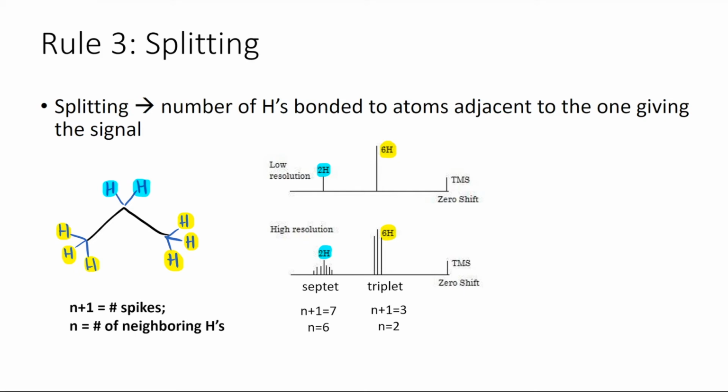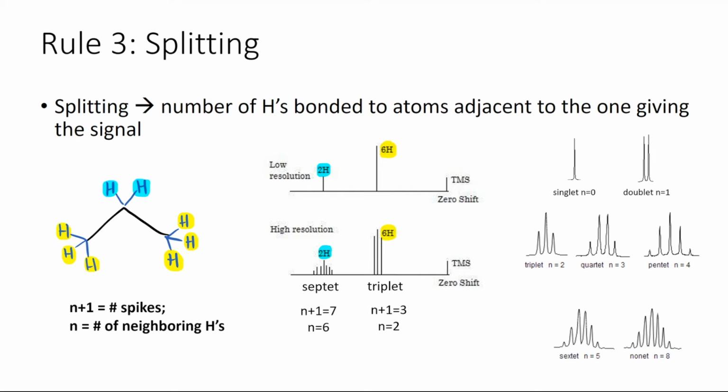For naming signals with spikes, when you have 1 spike, it's called a singlet, 2 is a doublet, and so on. And here is the general terminology used to describe these spikes.